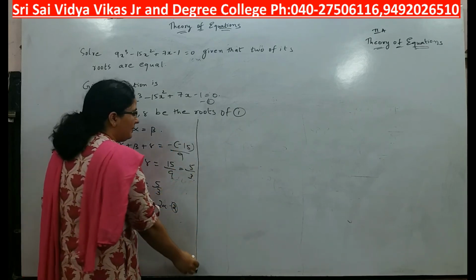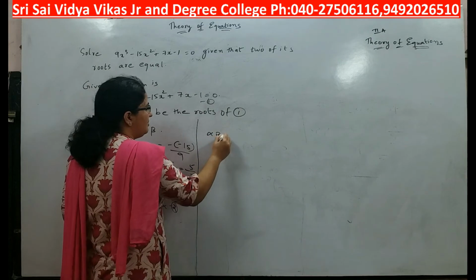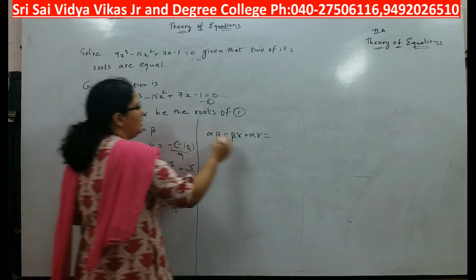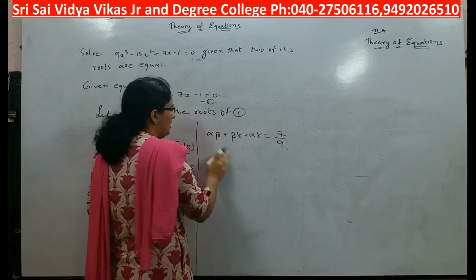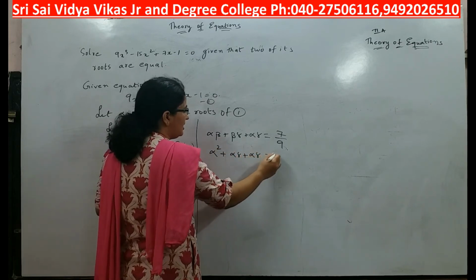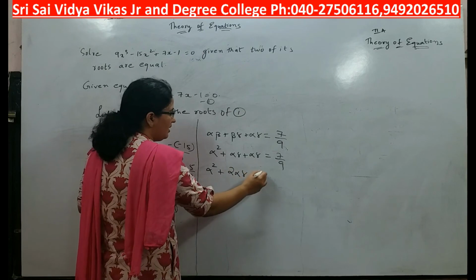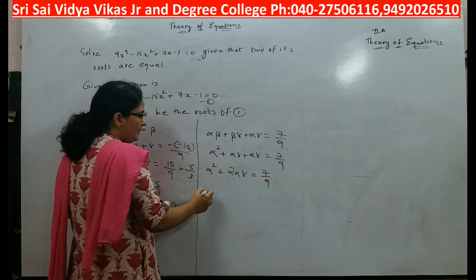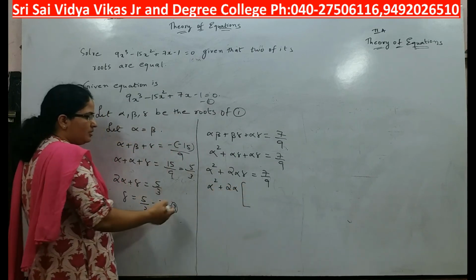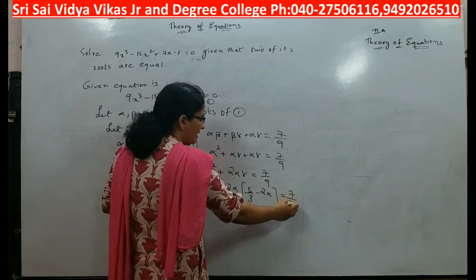Next. What do you have next? Alpha beta + beta gamma + alpha gamma = 7/9. Beta is equal to alpha, so you get alpha² + alpha gamma + alpha gamma, that is equal to 7/9. Alpha² + 2 alpha gamma = 7/9. Alpha² + 2 alpha, what is gamma? 5/3 − 2 alpha, that is equal to 7/9.